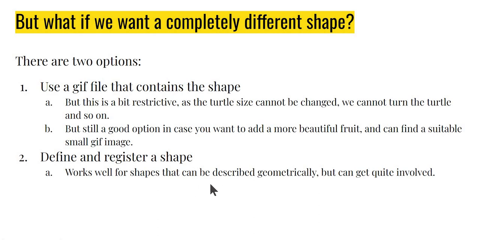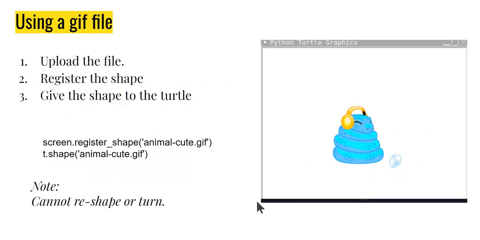It works well for shapes that can be described geometrically, but this gets quite involved. Now, this is the method that we are going to follow, but we will look at both of these because, like I said, these ideas may be applicable elsewhere as well. So let's just see how we do it with a GIF file. Well, the idea is very simple. Upload the file. We need to register the shape with the screen, and then we can use this.